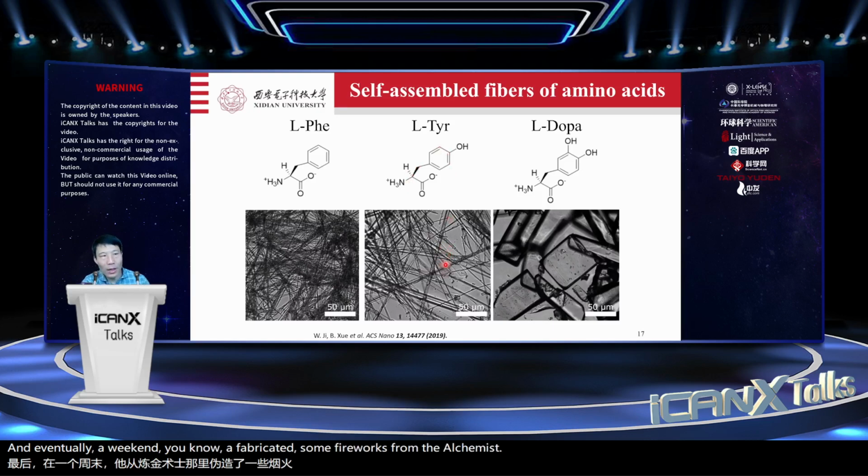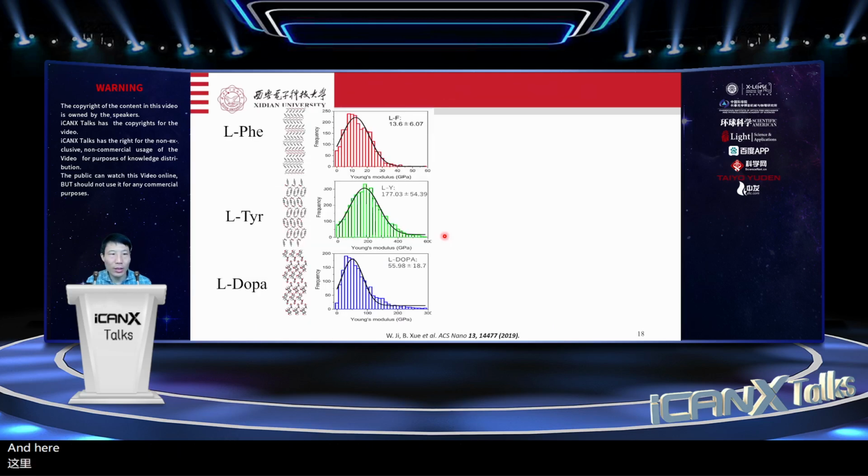Okay, and so after you got the material, then you can start to study their properties. And here is the mechanical property from these 3 materials. We can do some comparison. If you still remember, for the other 3, the Young's modulus is only around 10 gigapascal. How about this one? The phenylalanine is still around 13.6, and dopa is 56.